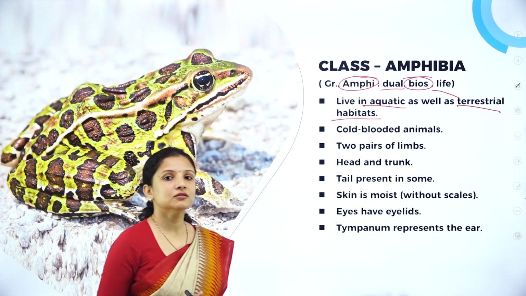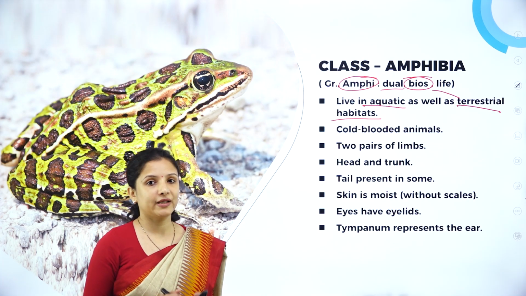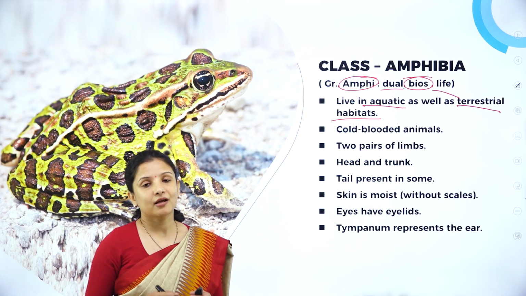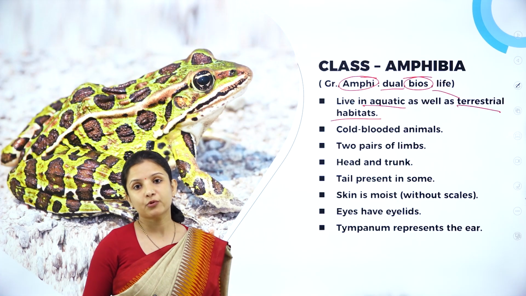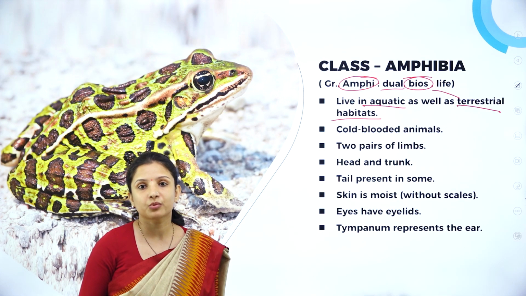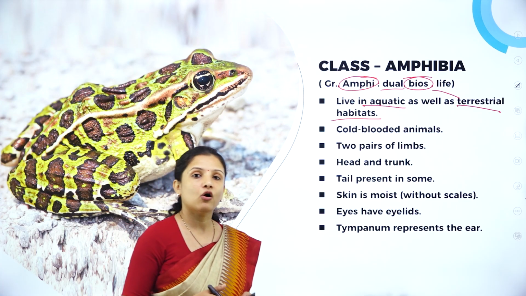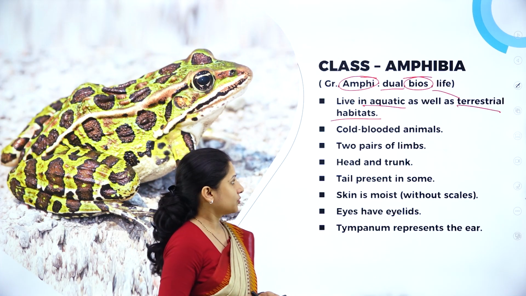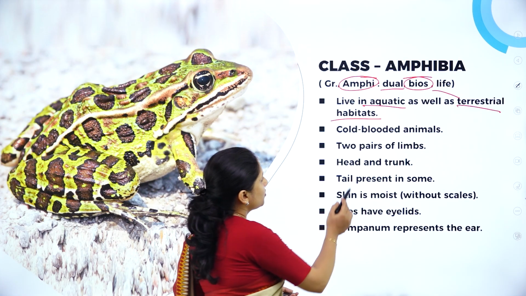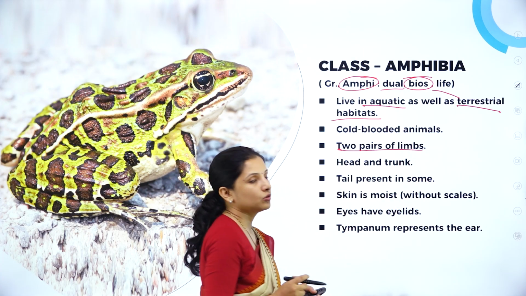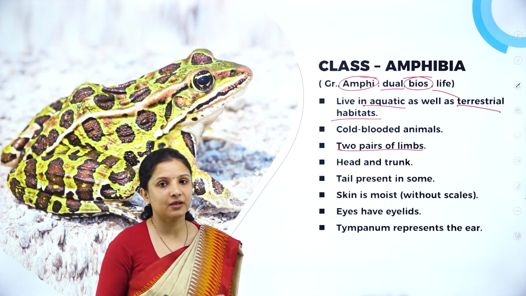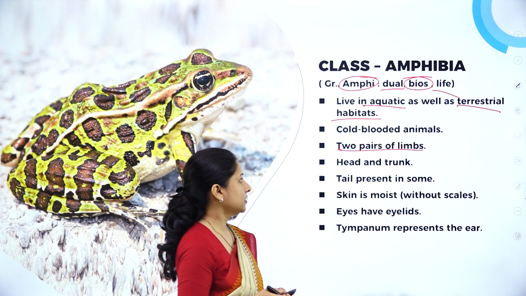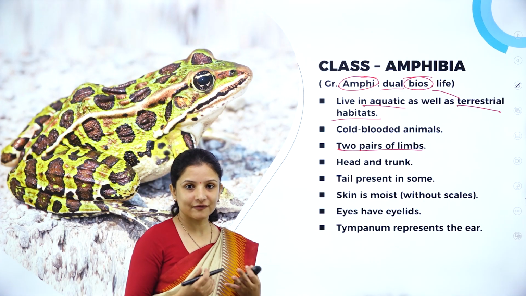These animals are also cold-blooded, wherein they are not capable of regulating their body temperature, and their body temperature tends to vary according to the external temperature. They have two pairs of limbs, a pair of forelimbs and a pair of hind limbs, and it is the hind limbs that they use for hopping.